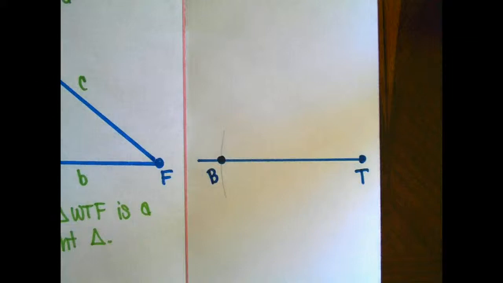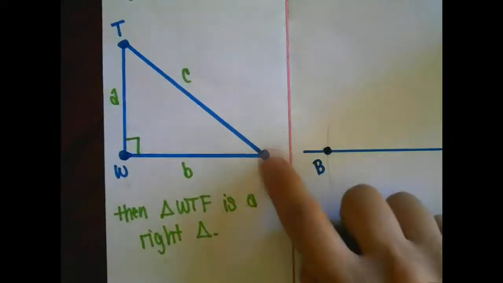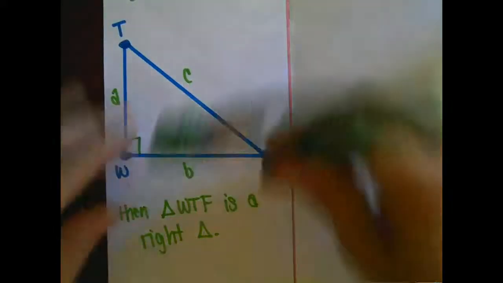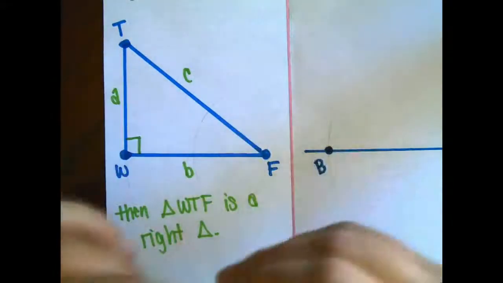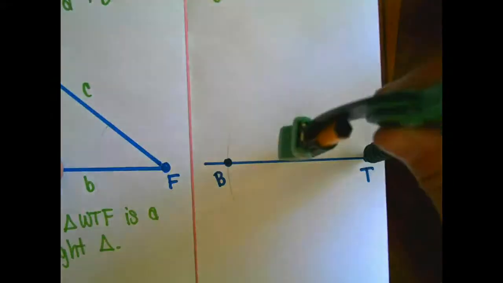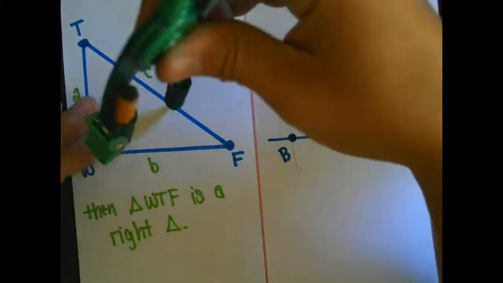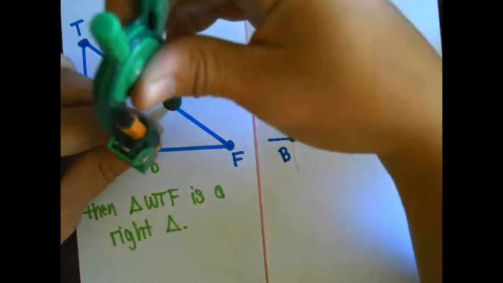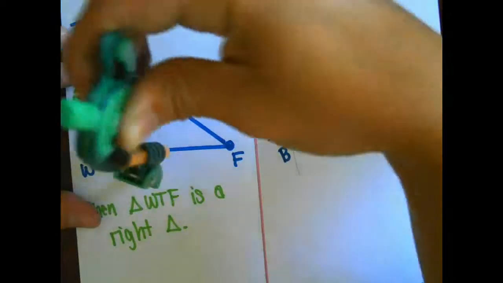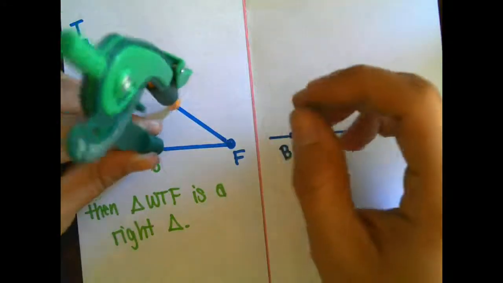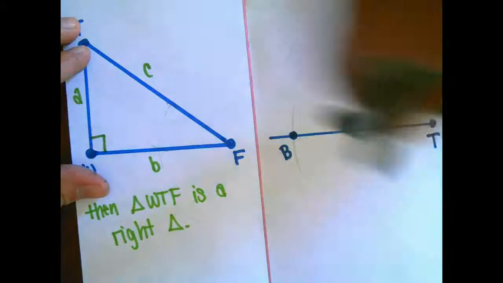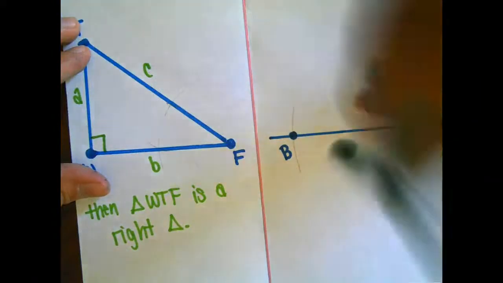Okay. Now I'm going to copy this angle. So I'll start with an arc. Make the same arc over here. Then I'm going to measure this distance. Oops, I meant to measure it this way. Measure the same distance over here. Okay.